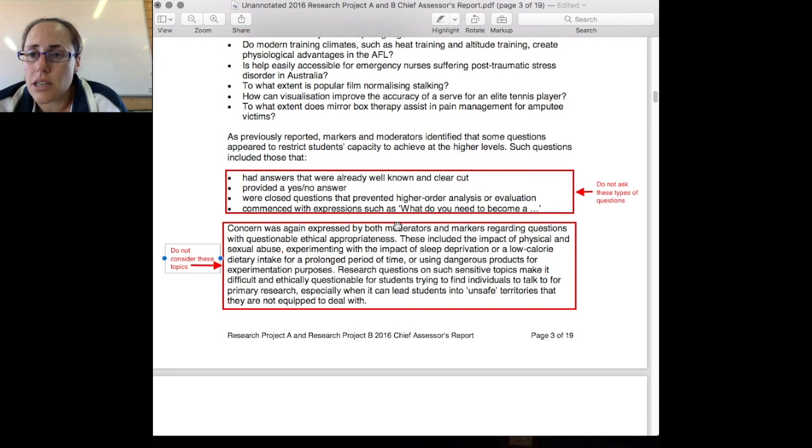All right, so that's just the general comments of the SACE board. Now we're going to go on to the general comments of the folio.